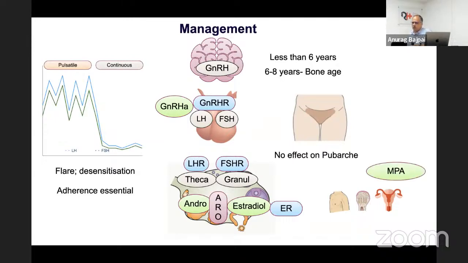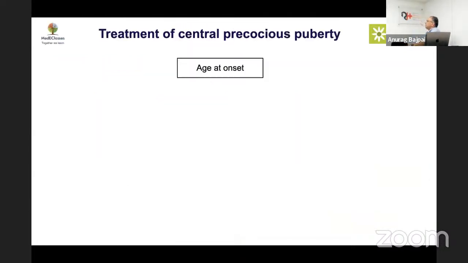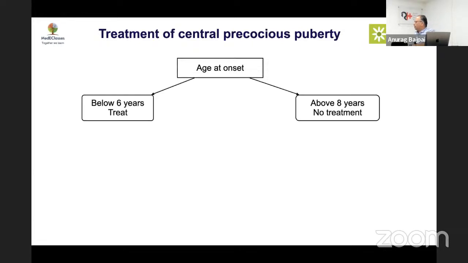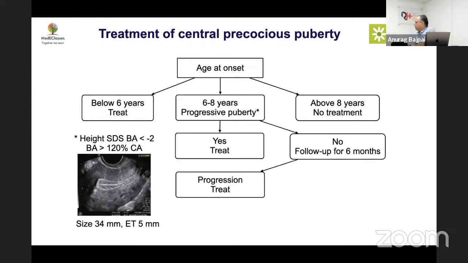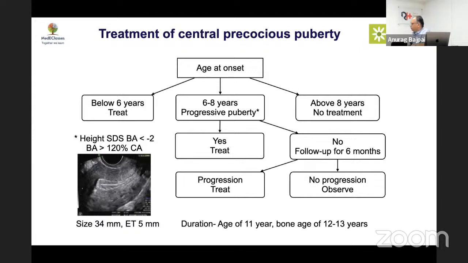You can use medroxyprogesterone in somebody who is intellectually challenged, where height is not an issue. You can give progesterone to delay menarche, particularly with no effect on height in that regard. So if the onset is below 6 years, you have to treat. Above 8 years, no treatment. 6 to 8 years, if you have a progressive puberty, your bone age is advanced, your uterus is advanced, then you treat. Otherwise, you don't treat in that regard. And this becomes important to remember.